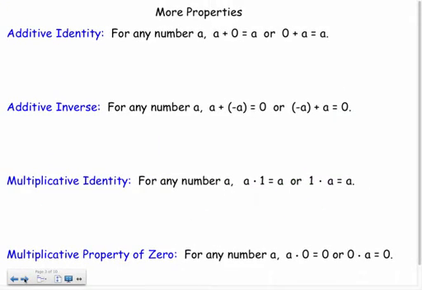Okay, let's look at some more properties here. Let's get into our identities and some of our inverse properties. First of all, when you think of identity, you think of your ID, your identification. What makes you you? So I think additive identity. Well, what can I add to a number to not change it? Well, when I add 0. So additive identity is when I add 0. It doesn't change it, right? If I take 4 and I add 0, it's still 4. That would be the additive identity.